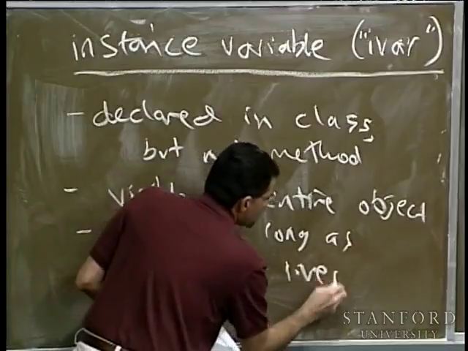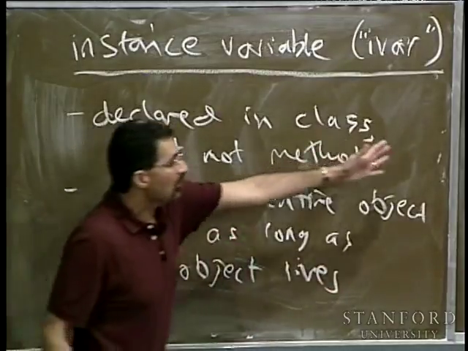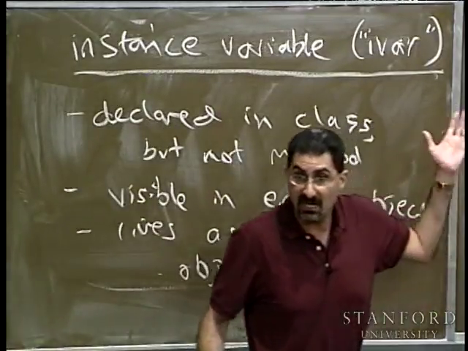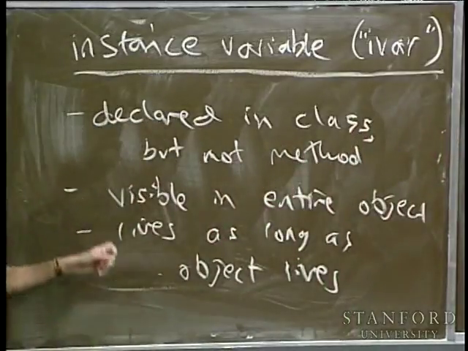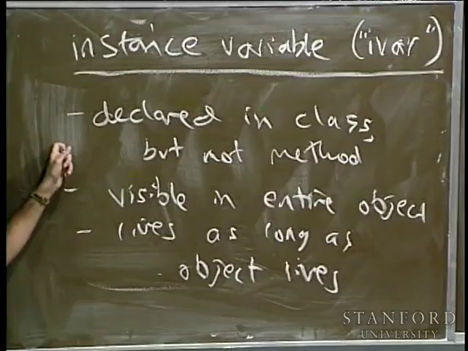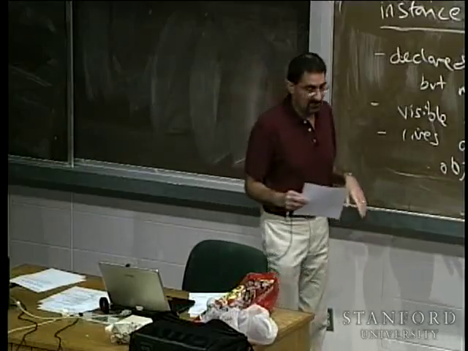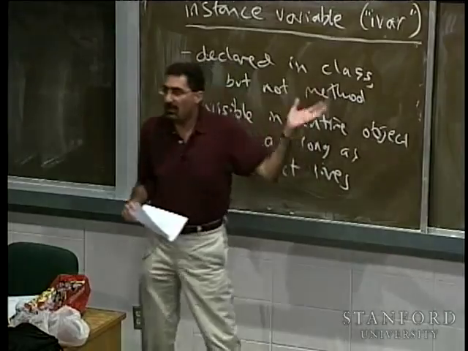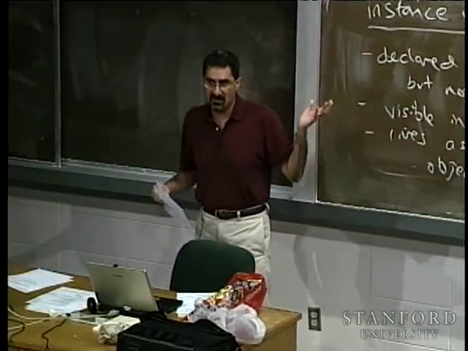Which means once you call some particular method, if that method has local variables, they come into being, and when the method is done, they go away. When you create an object, its instance variables come into being, and they stay around until that object goes away, until you're done using the object. That's how long they live. So you might say, when do I use one versus the other? What's the point of having these two kinds of variables?